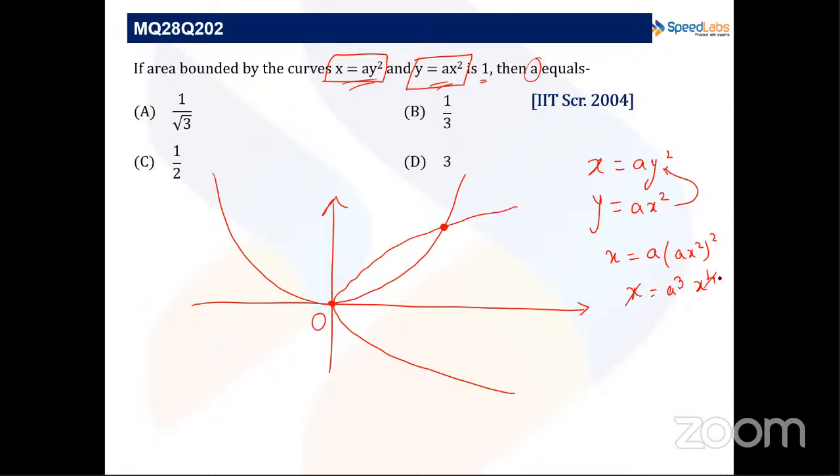So on solving, this will be x cube. So x cube will be equal to 1 upon a cube. So x will be equal to 1 by a. On putting x equals 1 by a, y will also come out to be 1 by a. So we can see that this has coordinates 1 by a comma 1 by a.